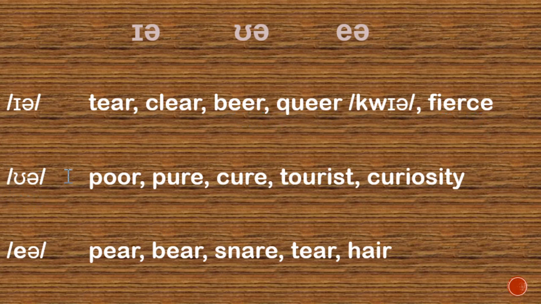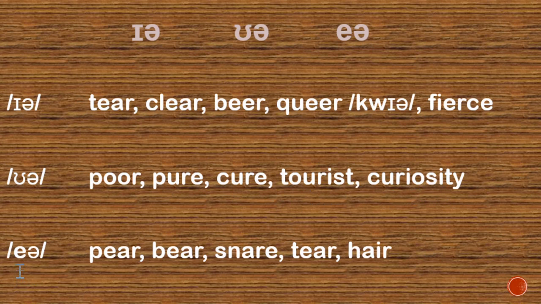The next diphthong we will discuss is u. The movement is from u to a. Poor, pure, cure, tourist, curiosity.